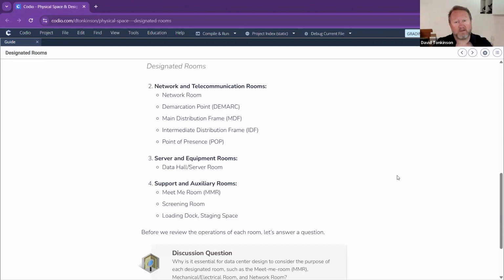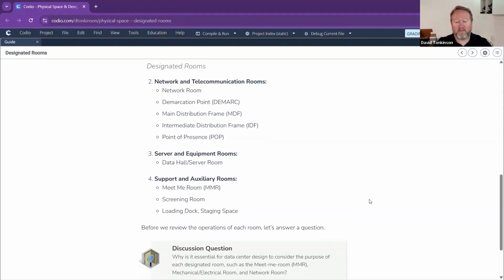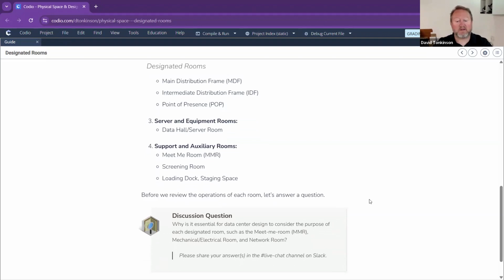So it can get quite exciting when you're dealing with the network and telecoms room. It is a fantastic mess of cables and wires, but it is great fun. So we talked about the server and equipment rooms. Again, that's the data hall and server room, which basically have the same meaning. They are where our aisles are with our racks and our data centers. And those are the big white areas, aren't they?